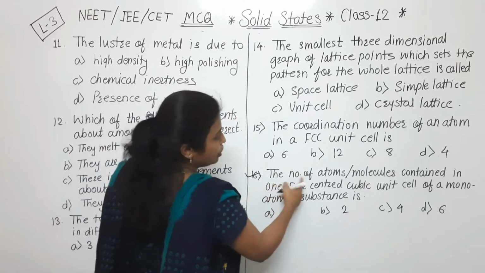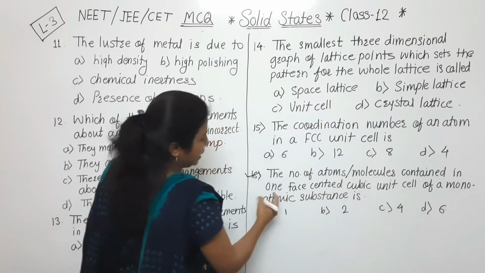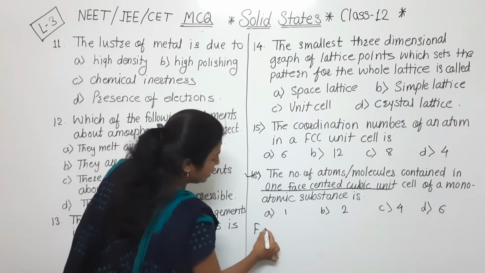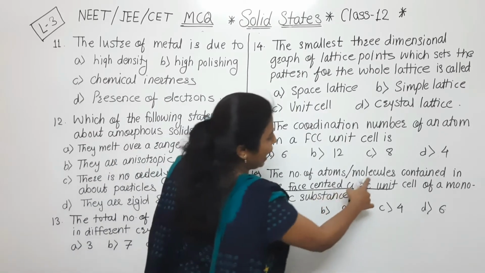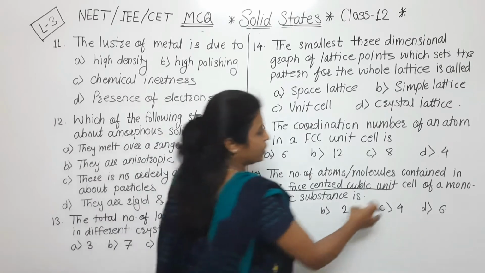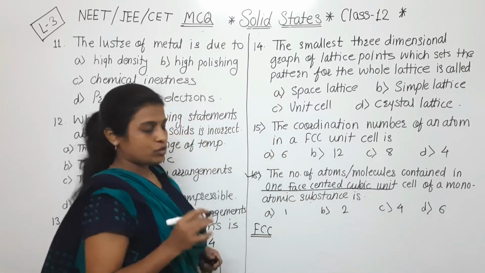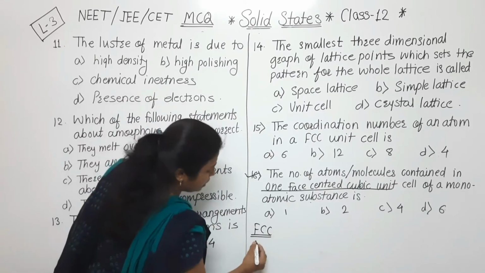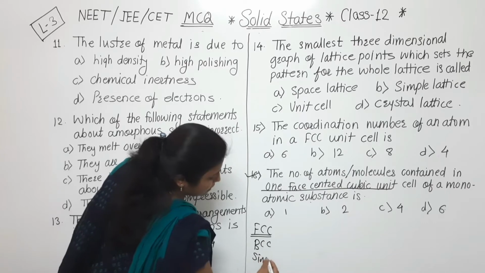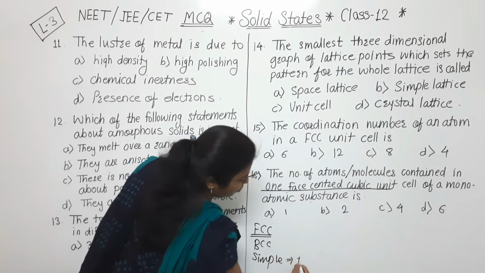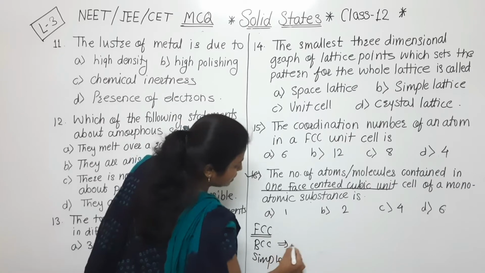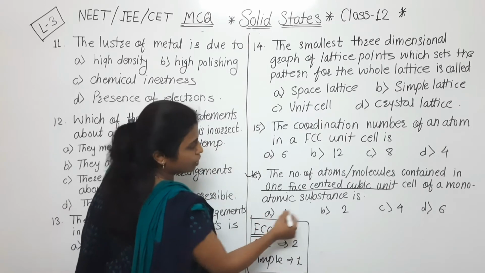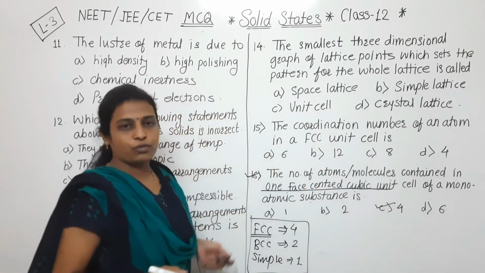See, the number of atoms or molecules contained in one face centered cubic unit cell, that is nothing but the FCC. How many atoms or molecules will be there in a monoatomic substance, that we have to find out. For that purpose we will discuss all three types of the cubic unit cell: FCC, BCC as well as simple. In case of simple, only one atom is present. In BCC 2 and in FCC total 4 atoms will be there. So in this way option C is the correct answer for this MCQ.